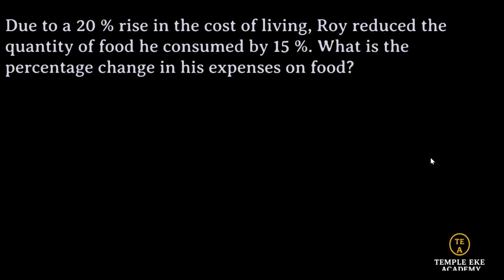Now, to solve this calculation, we have to look at the cost of living as representing the cost of items, and then the quantity of food has to be multiplied by the cost of items to give the total cost. So we have, to give the expenses. So in this problem, let us represent the cost by C. So we say C represents the cost in this.